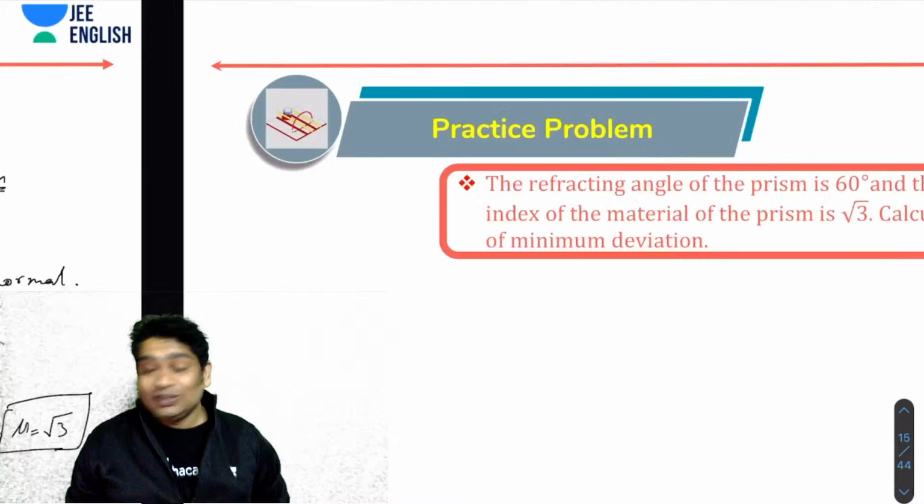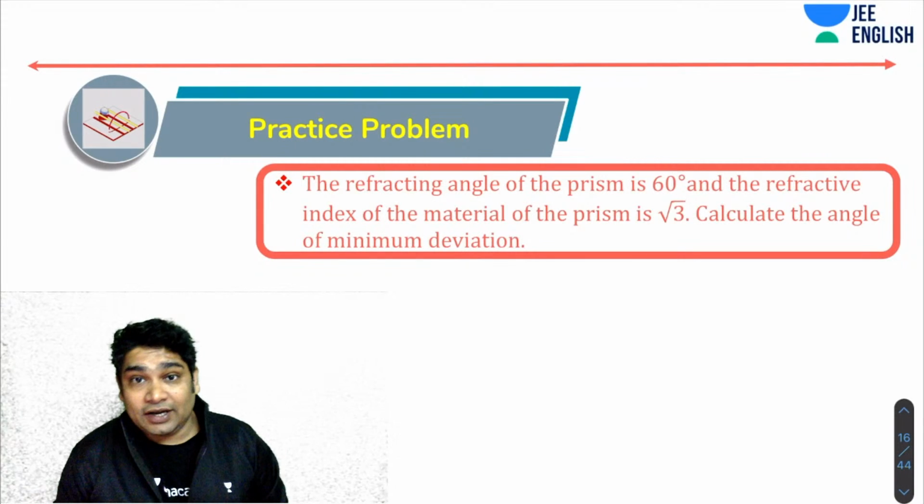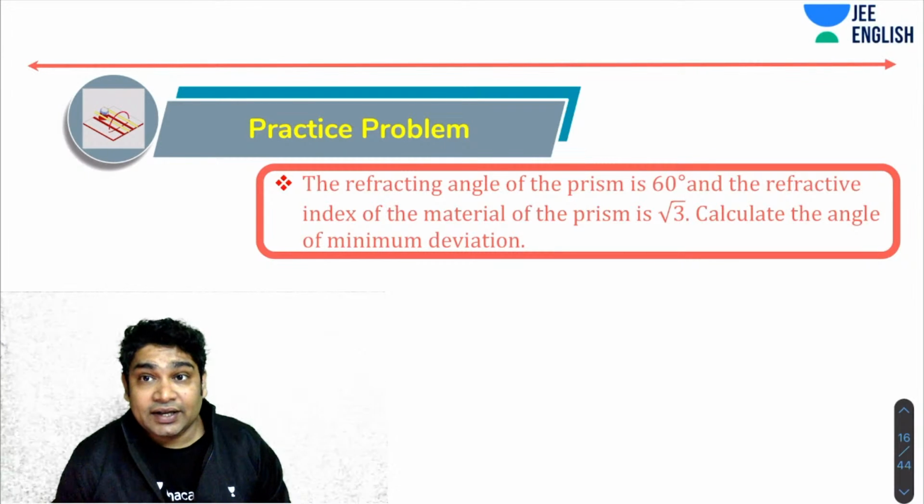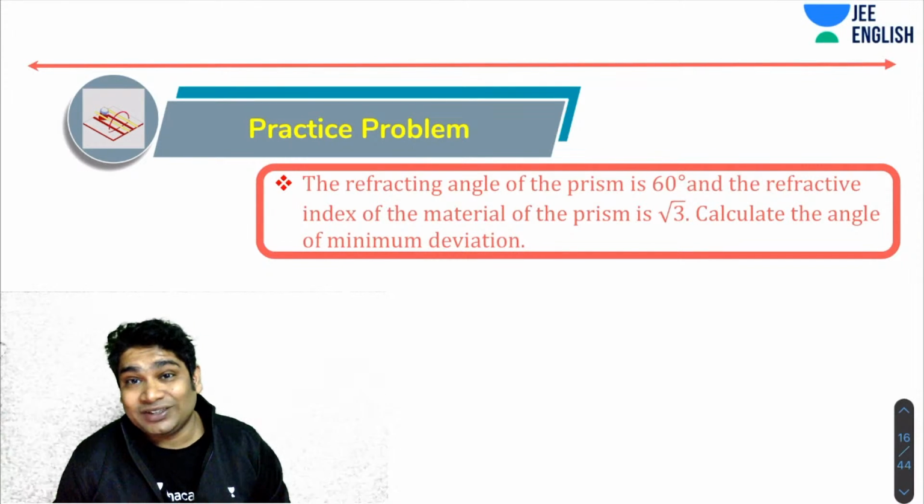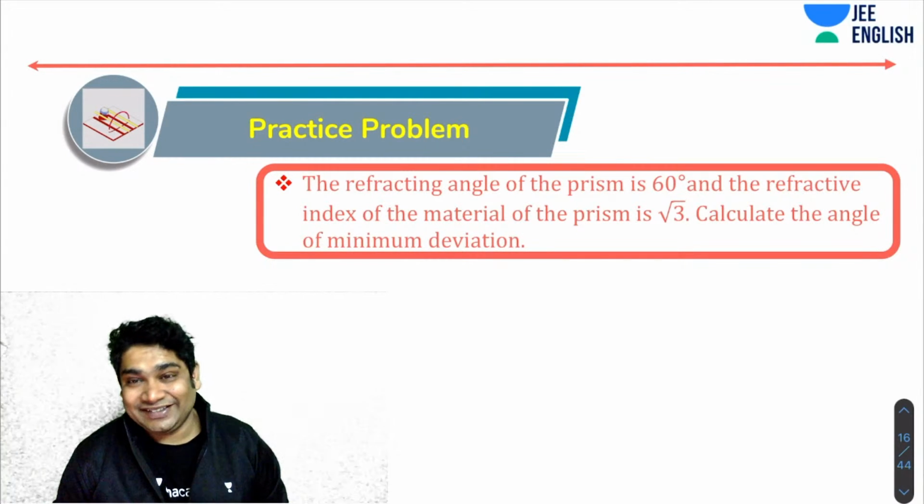Great, great, great. So let's try another question then. Okay, let us try another question. This says the refracting angle of a prism is 60 degrees and the refractive index of the material is root 3. Calculate the minimum deviation. So what will be the minimum deviation?